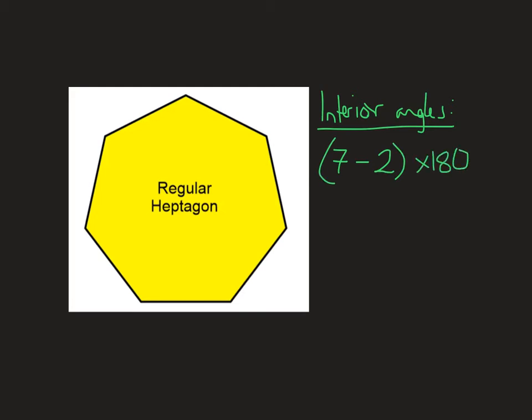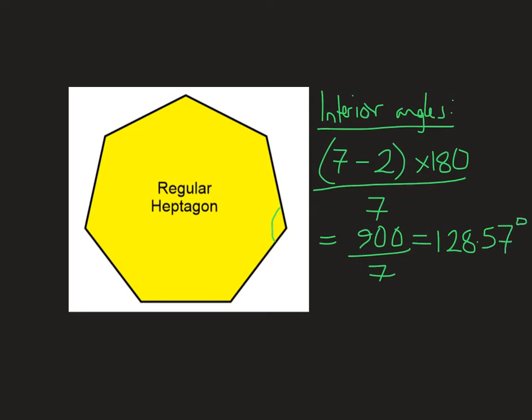First of all, let's look at the interior angles. I've got 7 sides, so it's 7 take off 2, times 180. I want to know the value of one interior angle, so I work out how many the angles add up to in total, and then just divide that by 7. So I get 900 divided by 7, which is roughly 128.57 degrees.